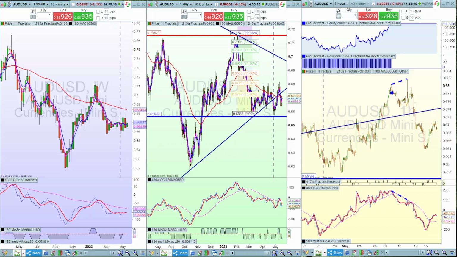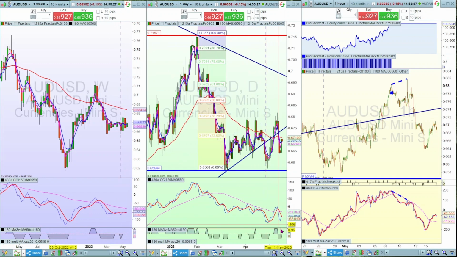Today is May the 16th, 2023. This is the Aussie US currency update. On the weekly chart, we've got a neutral positioning, but on the daily, it's just broken up from a bearish signal. So again, avoid trading on the lower time frames, long or short, but it's looking predominantly very minor bearish at the moment.